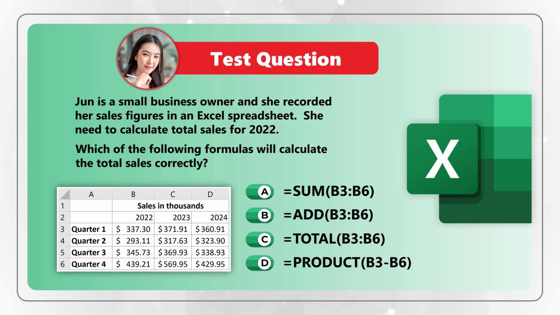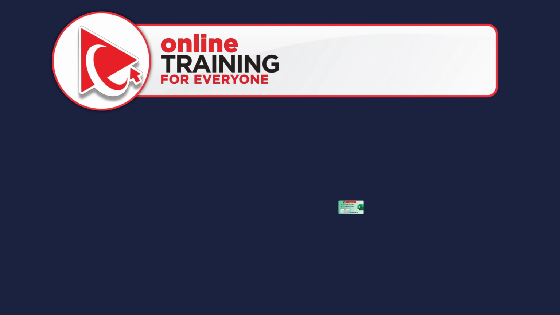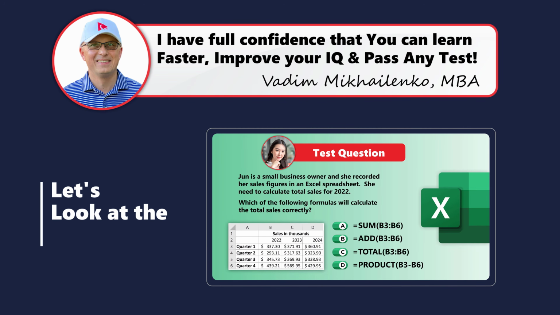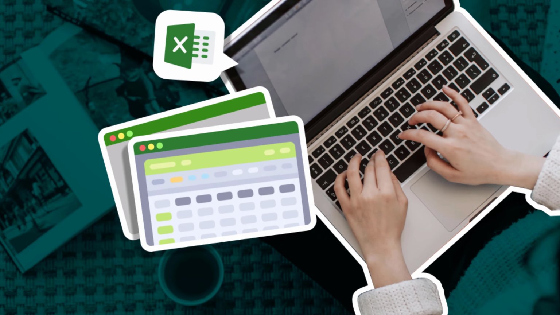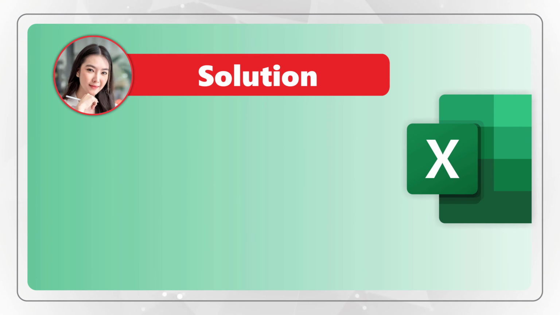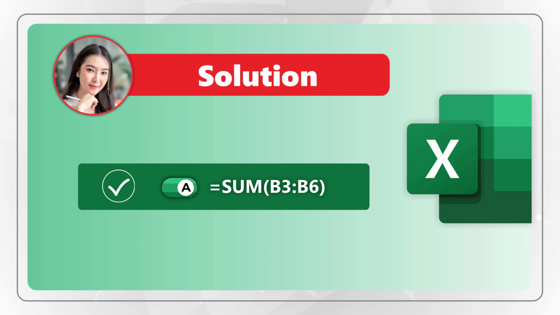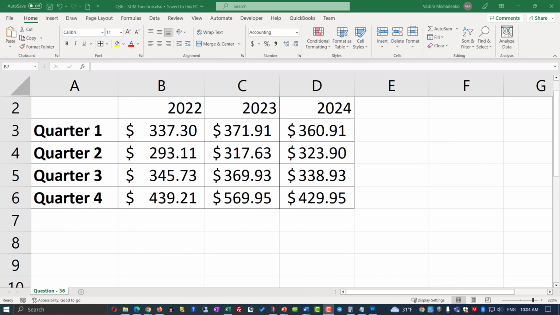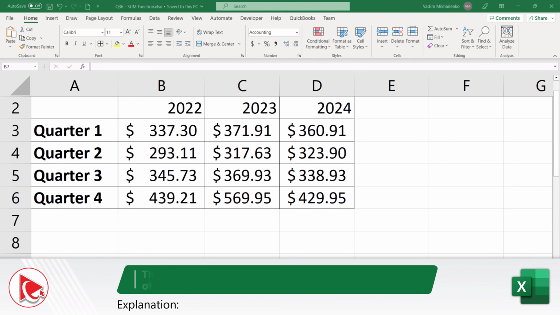I have full confidence that you can quickly solve this challenge, and I'm going to move forward to share with you my answer. And obviously, if you have a better way to solve it, please make sure to share in comments. To solve this challenge, you need to understand the data and know Microsoft Excel formulas and functions. As you might have figured out, the correct answer here is choice A, equals SUM(B3:B6). The SUM function in Excel adds up the range of numbers.